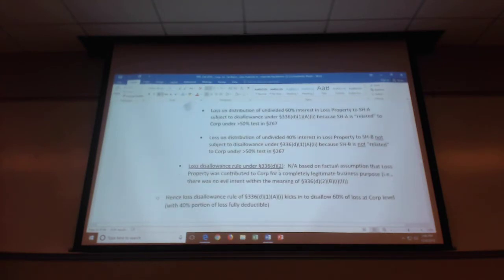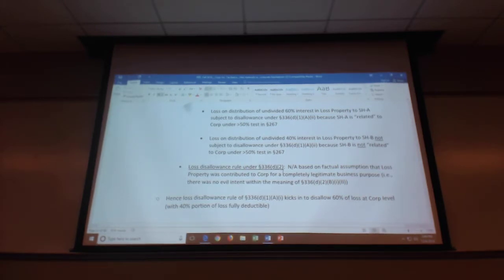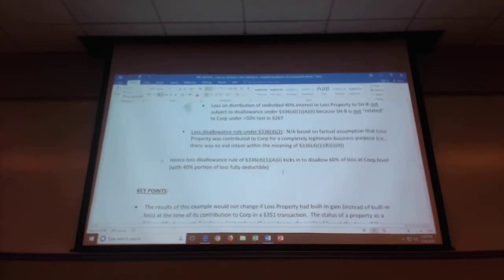The third rule, under 336(d)(2), can kick in whether or not it's a pro rata distribution or a non-pro rata distribution, if there is an evil intent as defined in the code, and if the property had built-in loss at the time of the contribution, as distinguished from having built-in loss at the time of the distribution. I think that high-level approach is also summarized in the textbook.